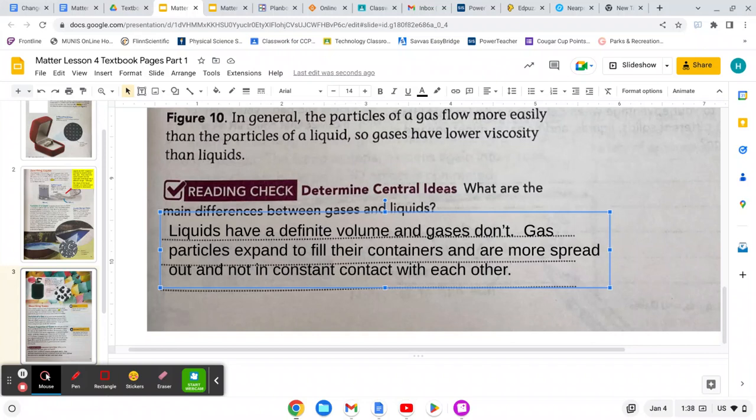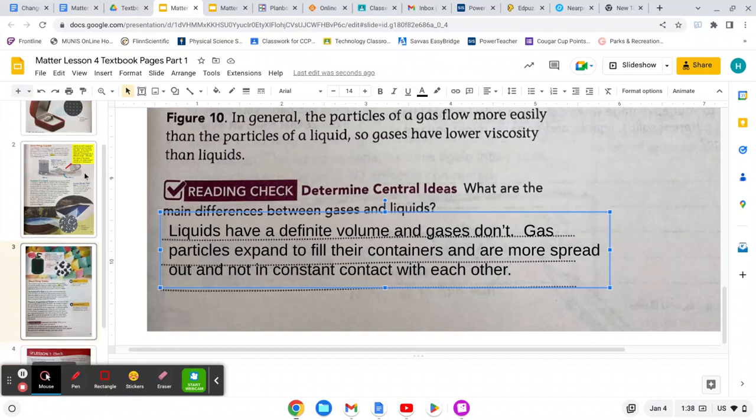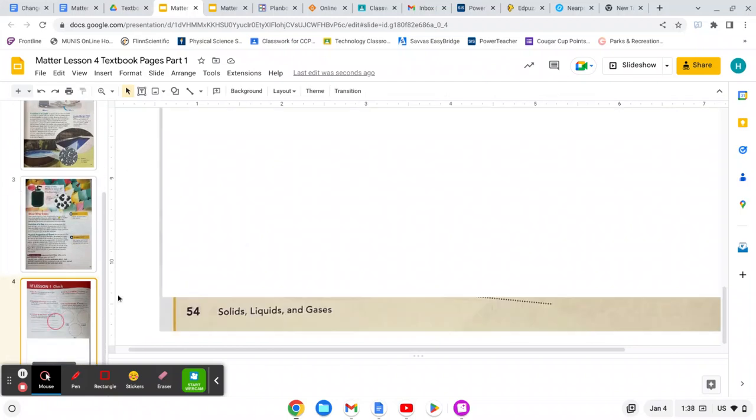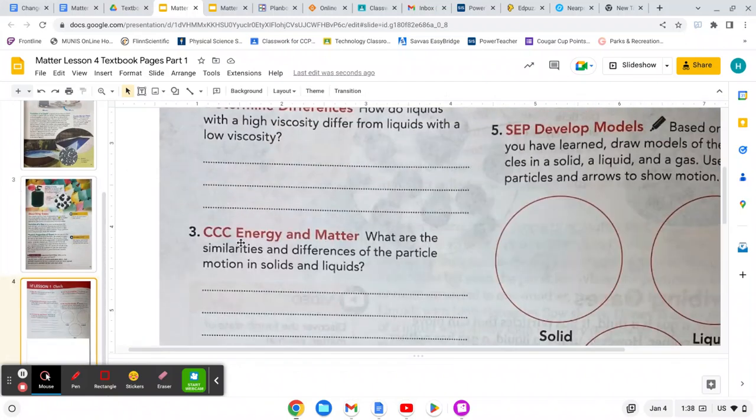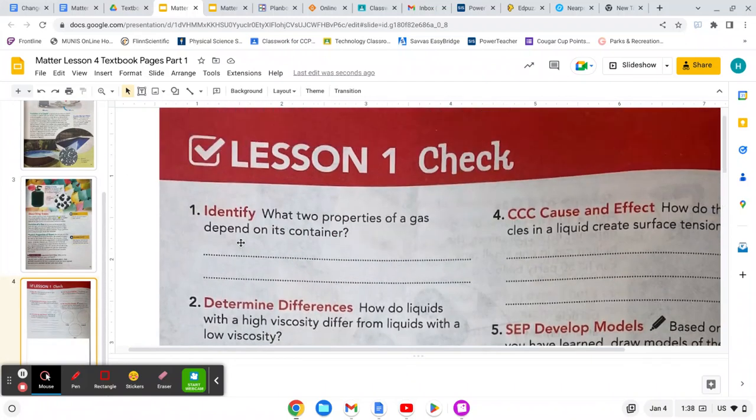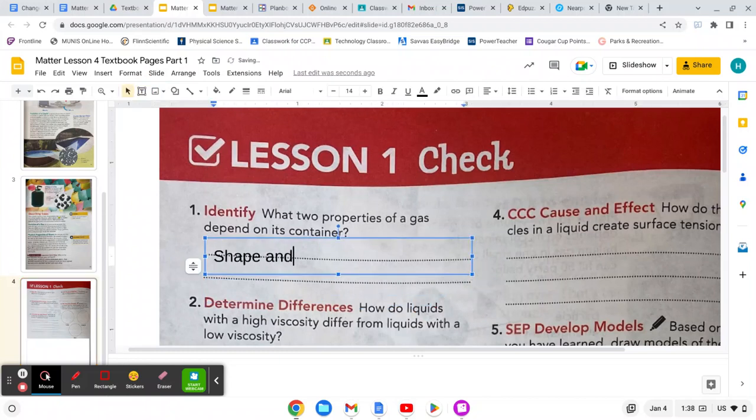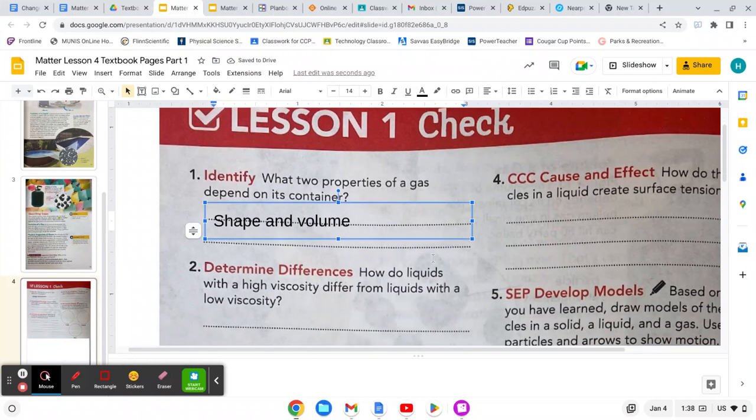Okay, looking at slide number 4. This is going to be a quick review. And by the way, these look like excellent test questions, so I would highly suggest that you pay attention. So number 1, what 2 properties of a gas depend on its container? So with a gas, shape and volume are determined by the type of container.